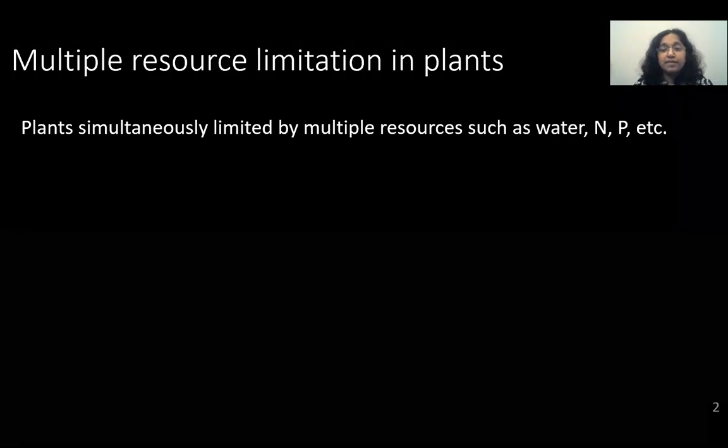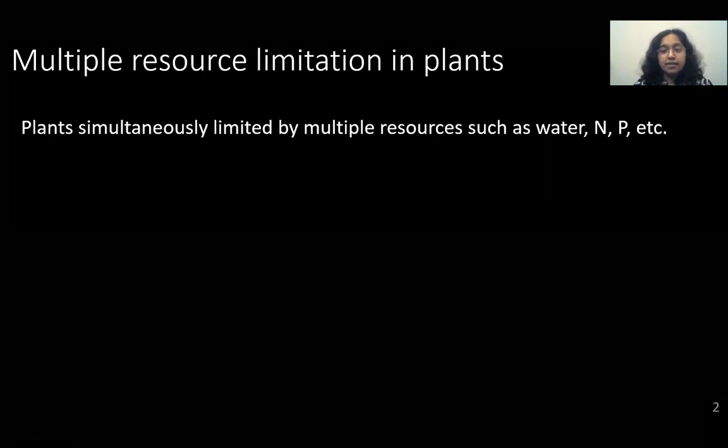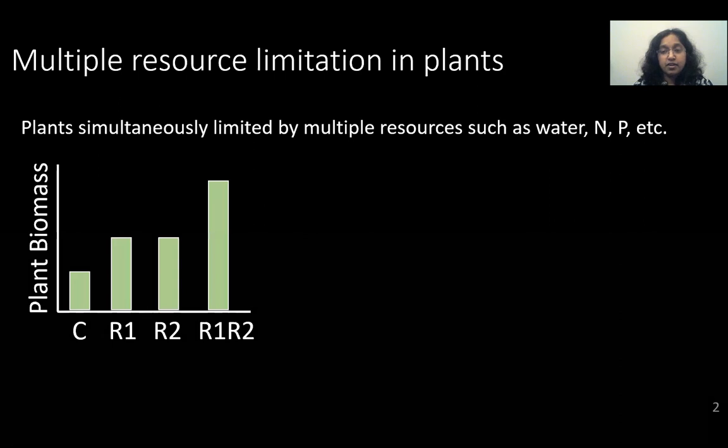We now know that plants are simultaneously limited by multiple resources such as water, nitrogen, and phosphorus. In its simplest form, multiple resource limitation or co-limitation of plants can be explained as an increase in biomass in response to addition of more than one resource. In this figure, plant biomass increases with addition of resource R1, R2, and a combination of R1 and R2, suggesting that the plant was co-limited by both R1 and R2 resources.